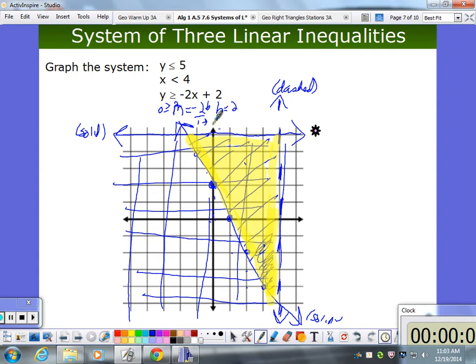Pick any points in here. If you put it in all 3 of these, you should get true statements. So pick a point. If you want to pick like 2, 0, I pick easy points. So if it's 2, 0, is y less than or equal to 5? Is 0 less than or equal to 5? Yes. X less than 4: is 2 less than 4? Yes. This one maybe I have to think about a little bit. Is 0 bigger than -2 times 2 plus 2? Is 0 bigger than or equal to -4 plus 2? Is 0 bigger than -2? Okay, so it gives me a good feeling. Yep, I shaded in all the right places.